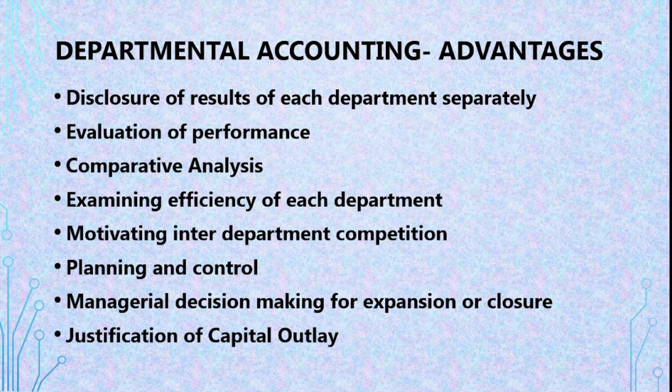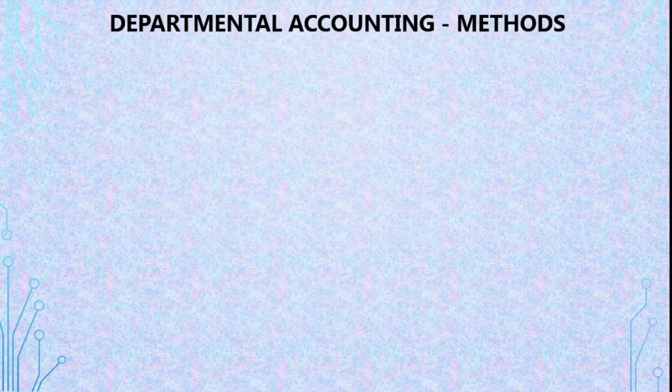Okay, so it justifies the capital outlay. If you have put money into one product line and you are not getting enough profits continuously for some years, it means that you should not put money in that business, it should be closed. So it justifies the capital outlay in different departments.